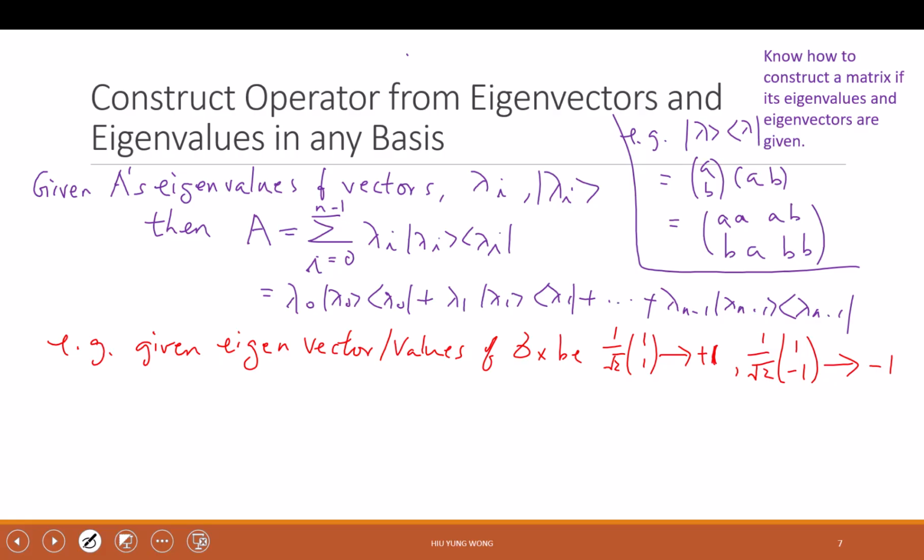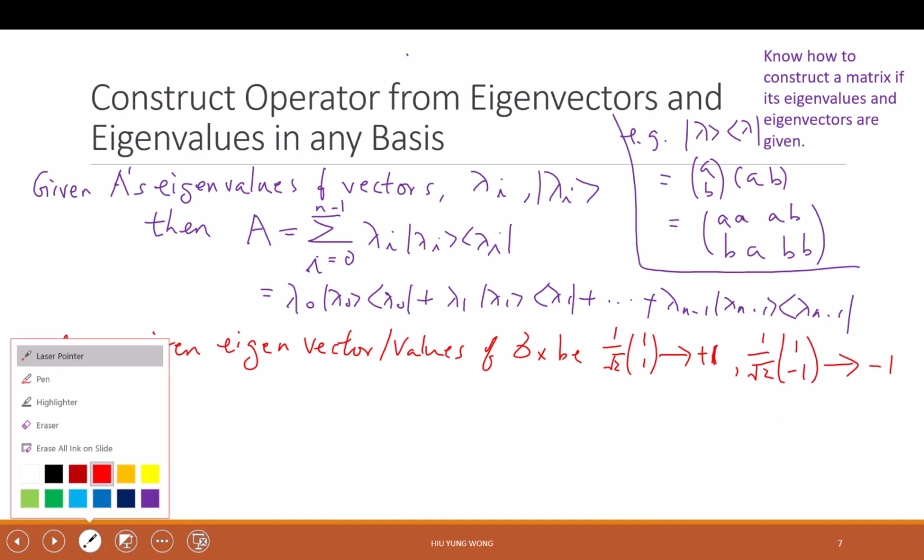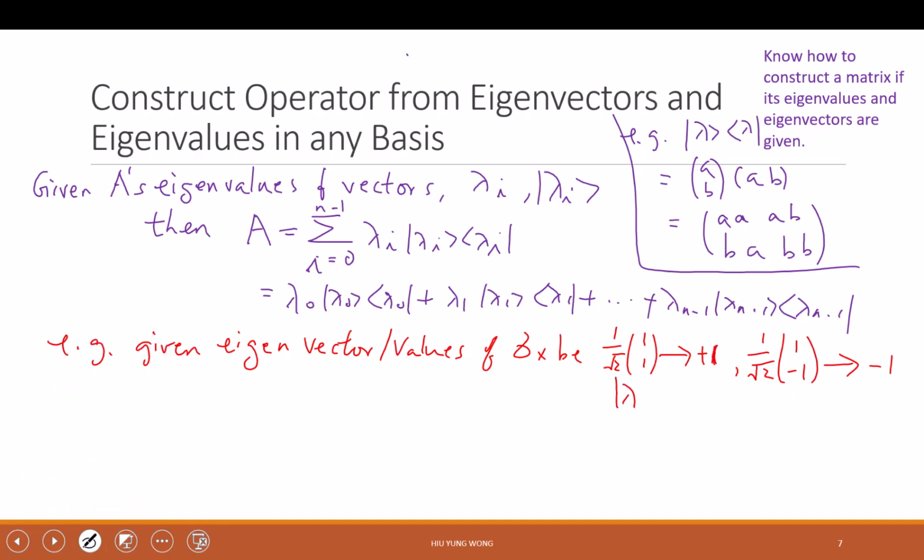Okay, do you understand what I'm doing here? What I'm giving you is a matrix called sigma x. It has eigenvalues plus and minus 1, and its corresponding eigenvectors are these two. So what I'm trying to say is, this is lambda 0, this is the ket lambda 0, and this is lambda 1, the ket lambda 1. Make sense? Any questions?